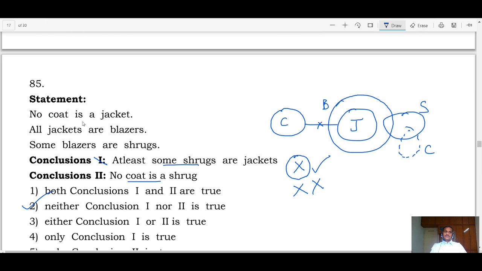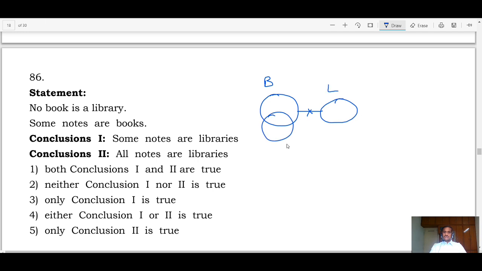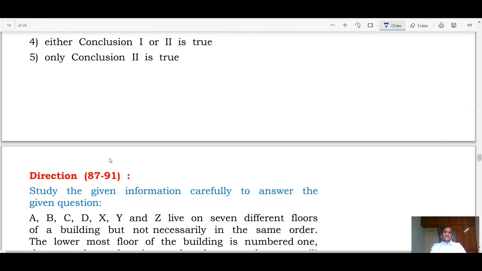Clear? Now this is about question number 85. Then coming to 86, no book is a library. Now this is a book and this is a library. No book is a library. Next one, some notes are books. Some of the notes or books can be written like this. Then some notes are library: note is here, library is here, it is false. All notes are library, it is again false. Hence neither 1 nor 2, choice 2, 86. 86 it is choice 2.